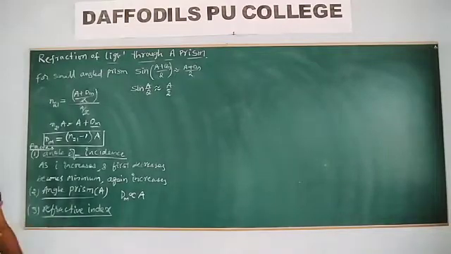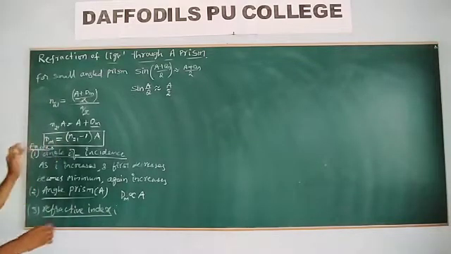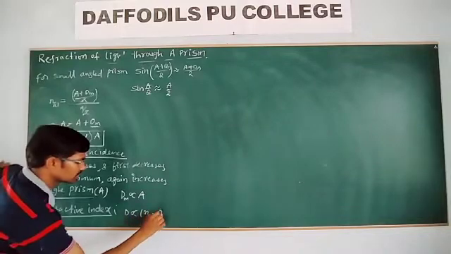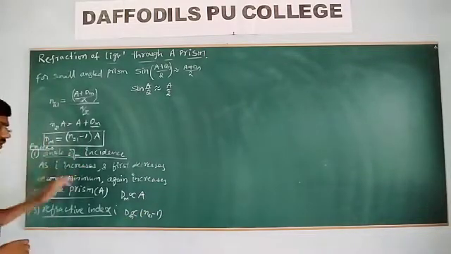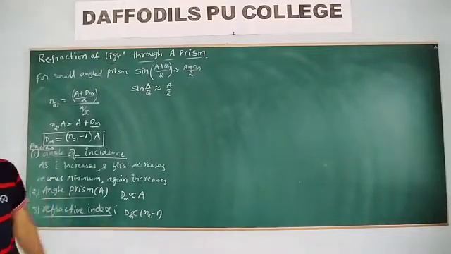Refractive index. We know already the refractive index of the prism. From this expression, the deviation is directly proportional to the refractive index. The more the refractive index, the more the deviation. The less the refractive index, the less the deviation.